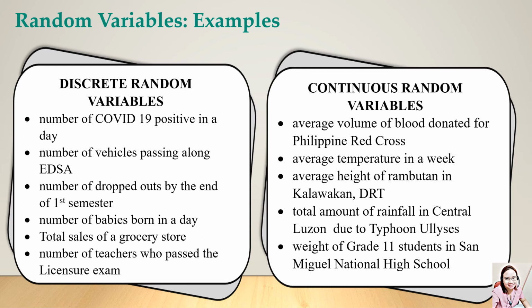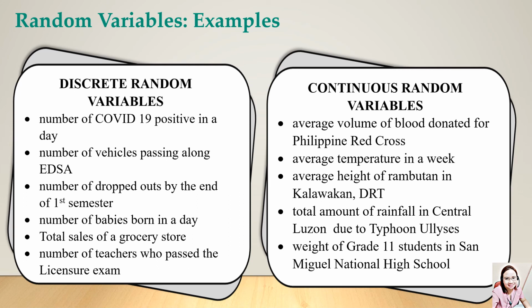To help you understand more the difference between discrete and continuous random variable, listen to this example. For discrete random variable, here are the examples. Number of COVID-19 positive in a day, number of vehicles passing along EDSA, number of dropouts by the end of the first semester, number of babies born in a day, total sales of a grocery store, and number of teachers who passed the licensure exam. As you can see, all the data here in our example for discrete random variables are countable.